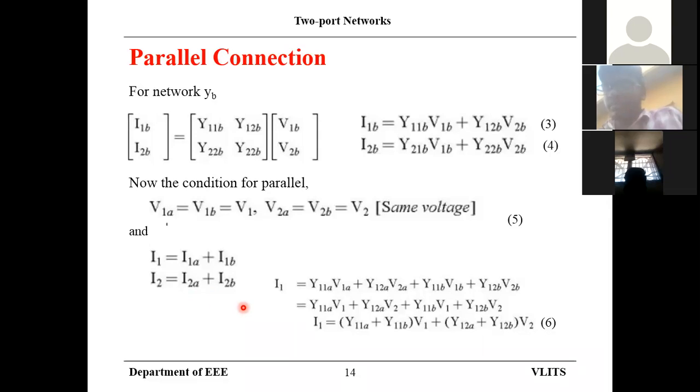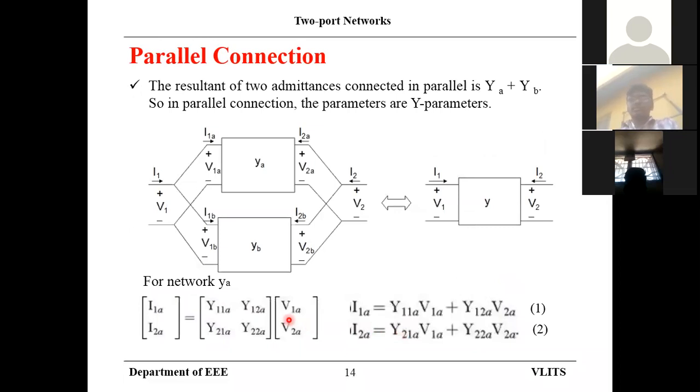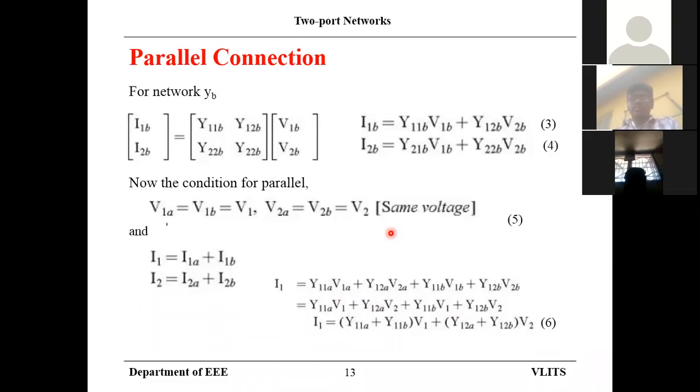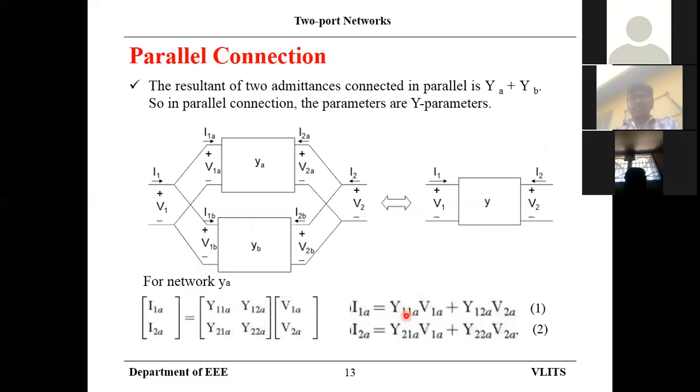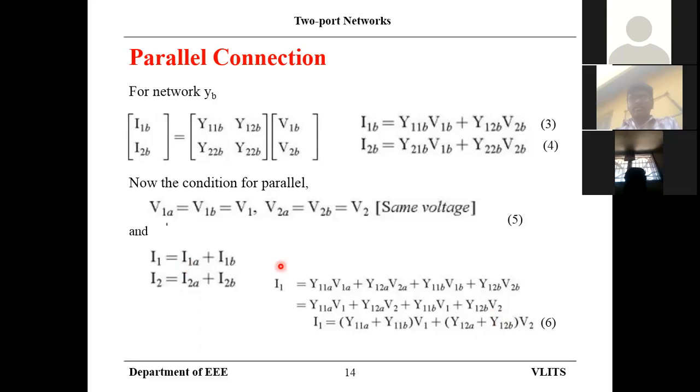So here if you take these two equations, I1 is equal to I1a plus I1b. From equation number 1, this is I1a, and from equation number 3, this is I1b. If you substitute I1a and I1b in this equation for I1, then in the place of I1a you can write y11a into v1a plus y12a into v2a. Similarly, in the place of I1b you can write this equation, then you will get the equation like this.